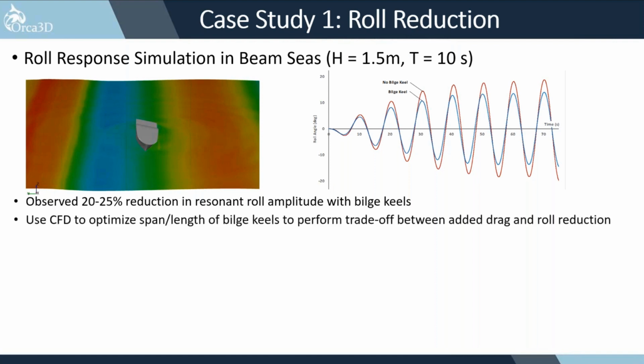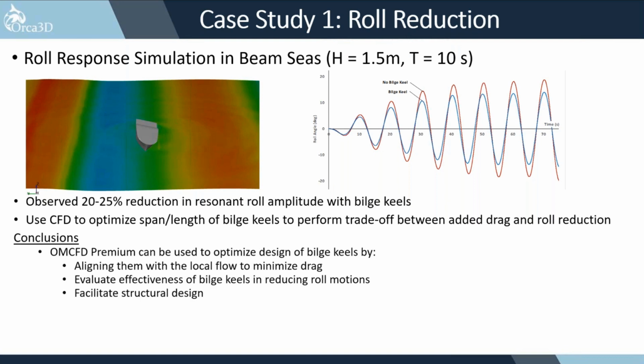And you can use this approach to optimize both the span and the length of your bilge keels, right? So by doing so, you can pick the optimum bilge keel that minimizes drag but still improves roll. So Orca CFD Premium, as a conclusion, can be used to optimize the bilge keel design by both aligning them with the flow to minimize drag, evaluating their effectiveness, and facilitating structural design.